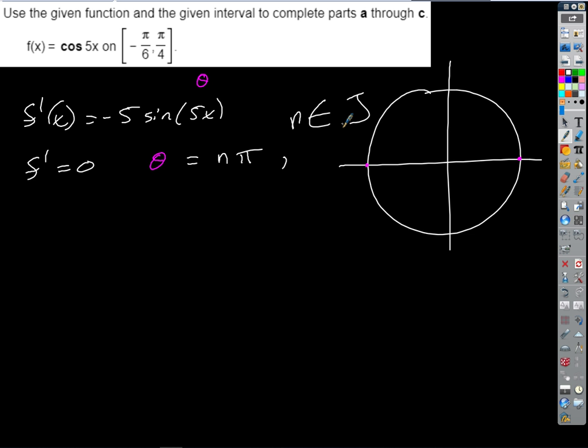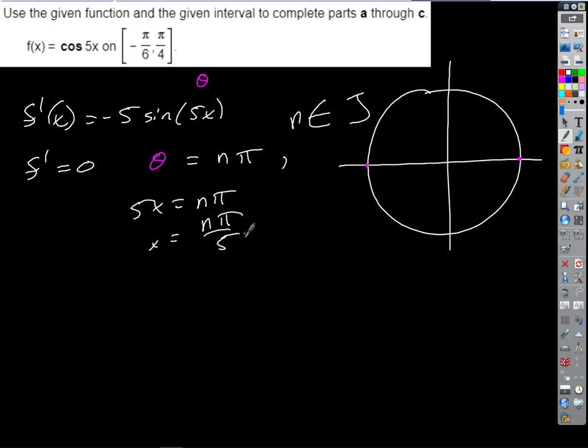Okay, but what is theta here in our problem? 5x. Theta is actually 5x, right? So if we solve that equation, then this is pretty cool. 5x equals n pi. Let's solve for x. What's the result? n pi over 5. So it's any integer multiple of pi fifths.